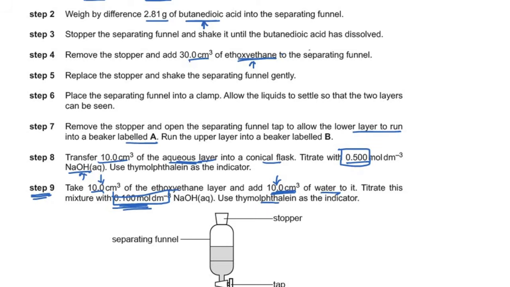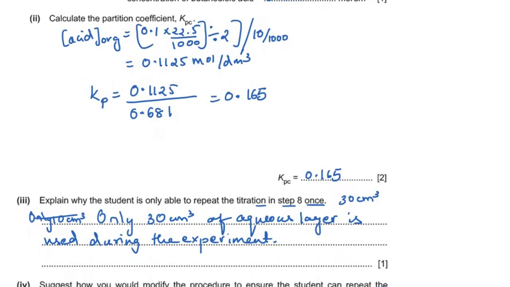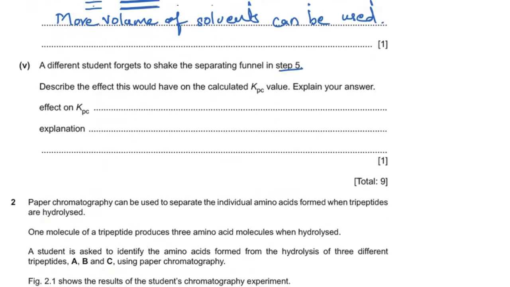But if it's not shaken, the butane dioic acid, that is the solute, will not dissolve properly in ethoxyethane. Now if it's not going to dissolve properly in ethoxyethane, you can say that this value, that is the concentration of acid in the organic layer, is going to be lower. So if it's going to be lower, the numerator is going to be lower, and that's why the KPC value is going to be lower. So if we go ahead, write here effect on KPC. So we can say that KPC value will be lower.